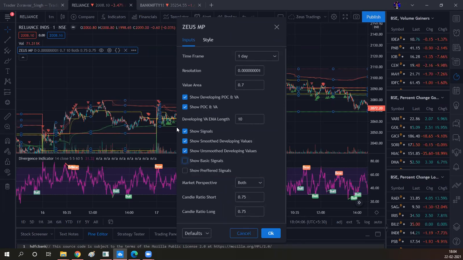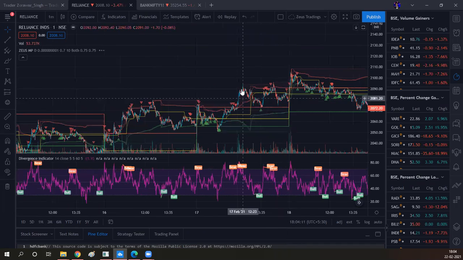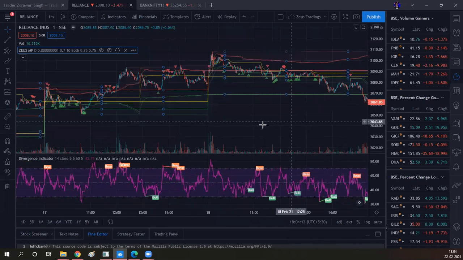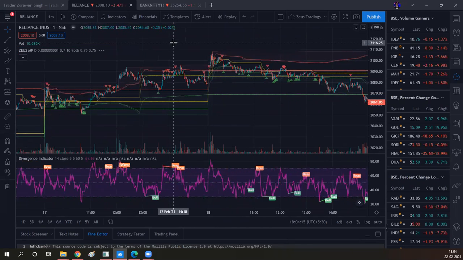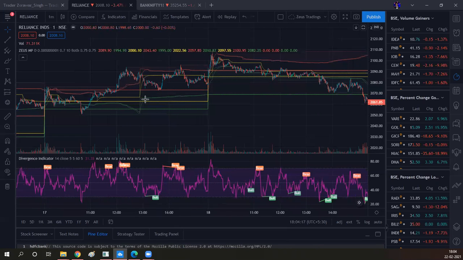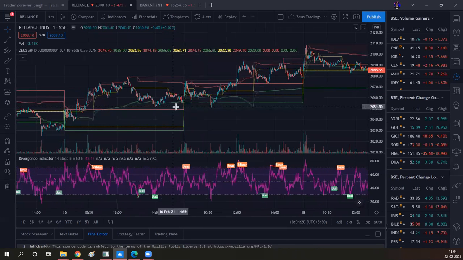You can just switch off the signals and you won't even need a signal system for it then. And just load. Yeah. Signals are gone. You can trade it yourself also. You see it's taking support multiple times, you can go long.